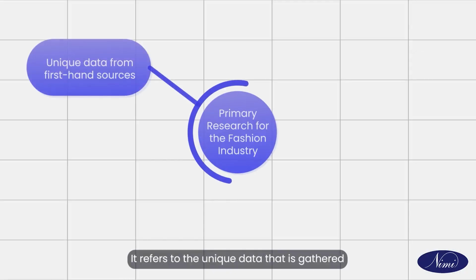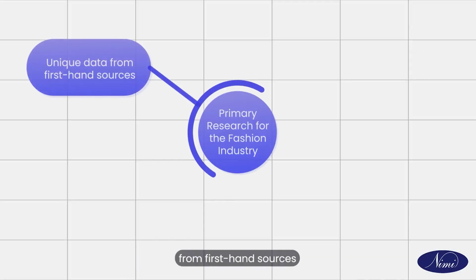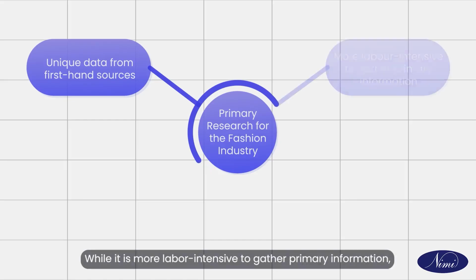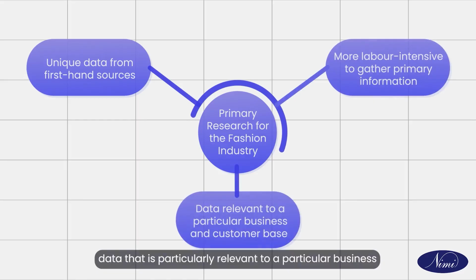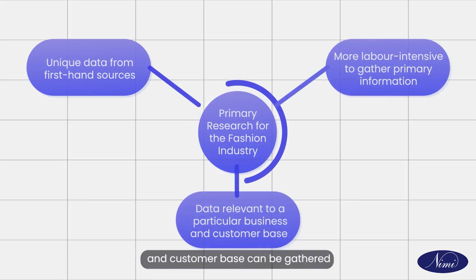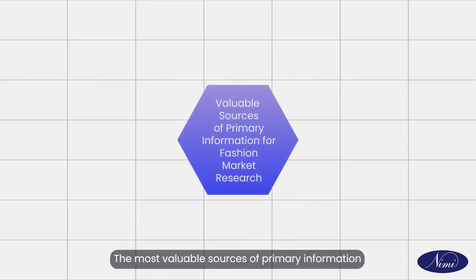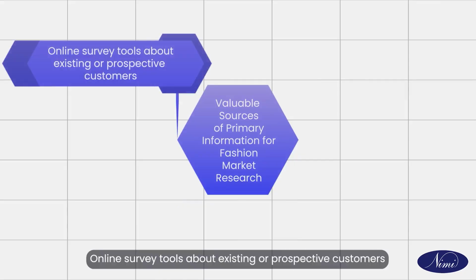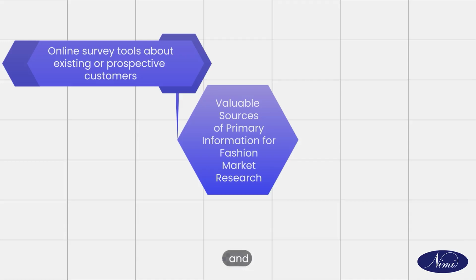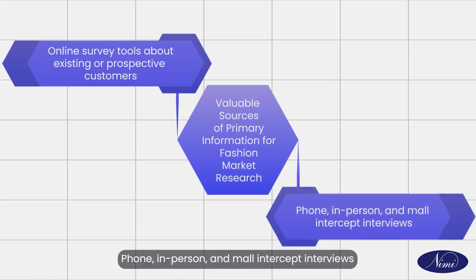It refers to the unique data that is gathered from first-hand sources. While it is more labor-intensive to gather primary information, data that is particularly relevant to the particular business and customer base can be gathered. The most valuable sources of primary information for fashion market research are online survey tools about existing or prospective customers and phone, in-person, and mall intercept interviews.